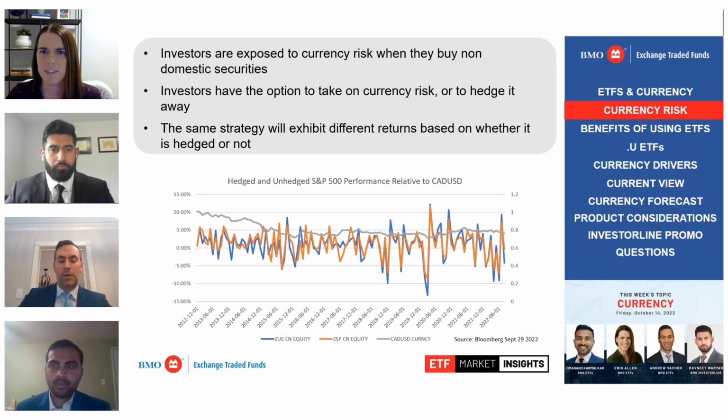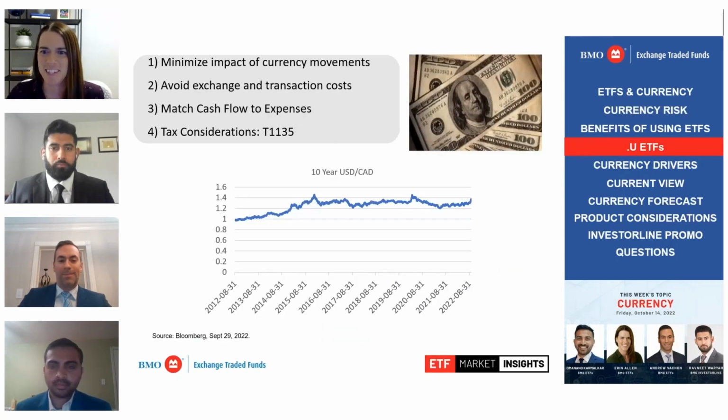Perfect. That's a great intro into hedged and unhedged exposures. In addition to those hedged and unhedged ETFs for flexibility in terms of currency exposure, we also have US dollar denominated exposures. We call them .Us because the end of the ticker is always .U. So ZSP.U would be our S&P 500 US dollar denominated exposure. A lot of investors are quick to jump to that US listed exposure when they have US dollar funds. But can you explain why our .Us or Canadian listed USD exposures are great for investors?